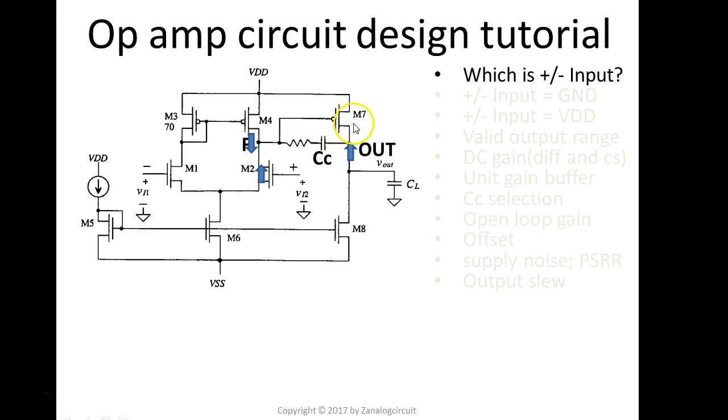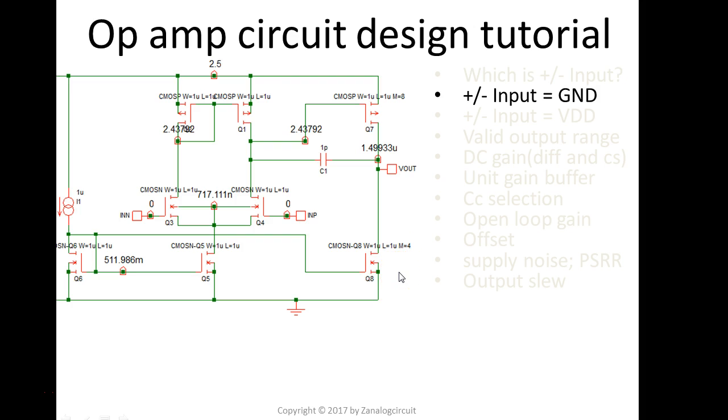Now here is the PMOS M7. So when its gate goes down, its output should go up. So in all, when this one goes up, the output goes up. That's the reason this one is the positive side of the input. Of course, this one is going to be the negative side. Simple. Let's move forward.